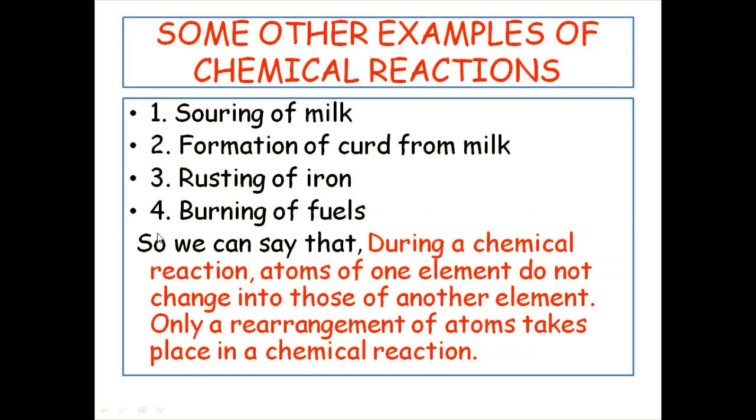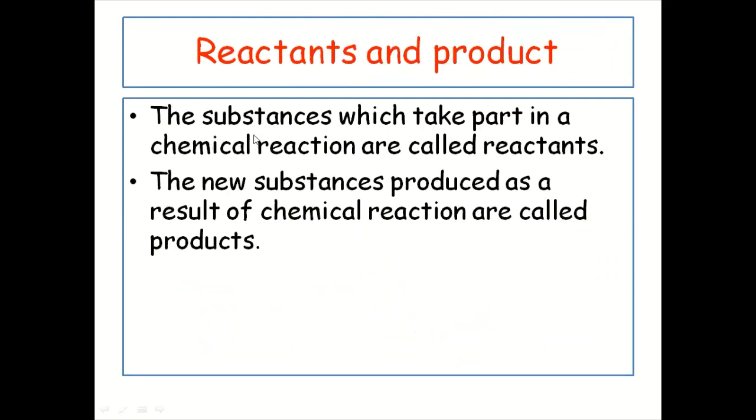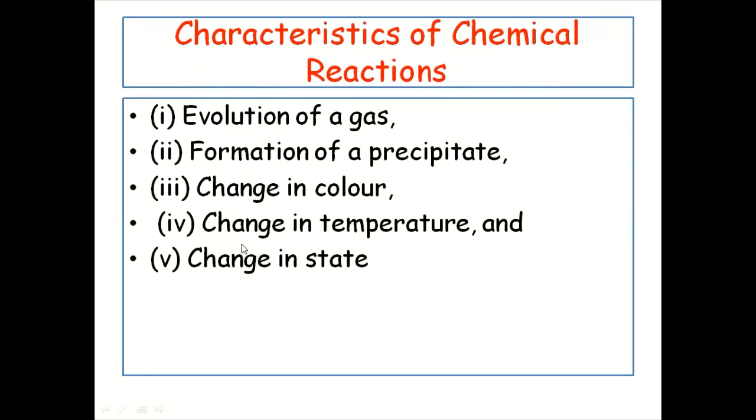That means in a chemical reaction, atoms must be involved. Again, there is only a rearrangement of atoms. That means an atom goes from one compound to another one. Now, we've already discussed the reactants and the products. Those which take part in the chemical reaction are called reactants, and the new substances formed are called products.